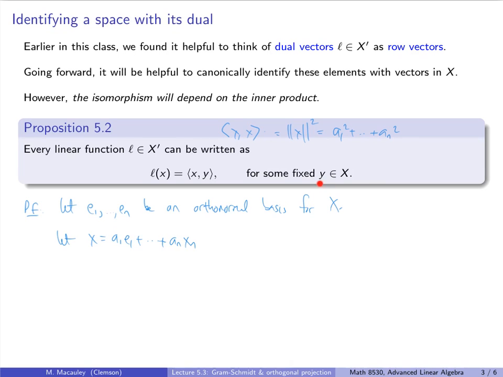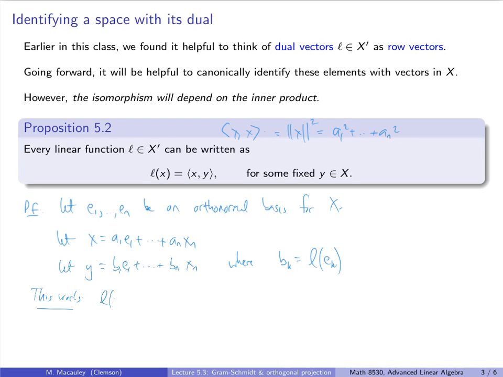So how do we find Y? What Y is going to do the trick given this unknown linear function? Well, let's apply L to this basis. So I will let Y be B1 E1 plus Bn En, where Bk is just L of Ek. And I claim that this works.